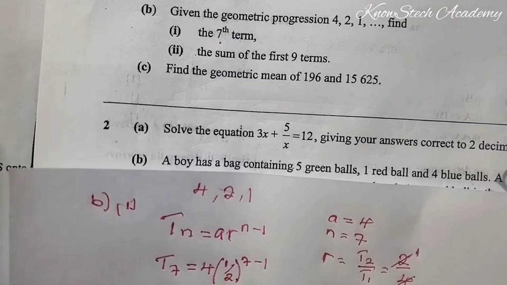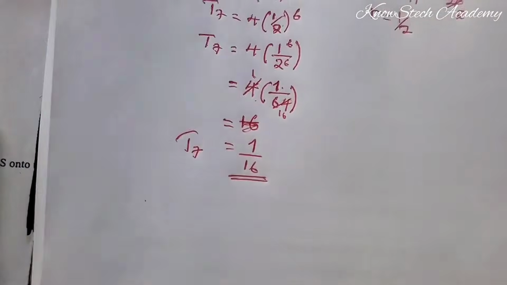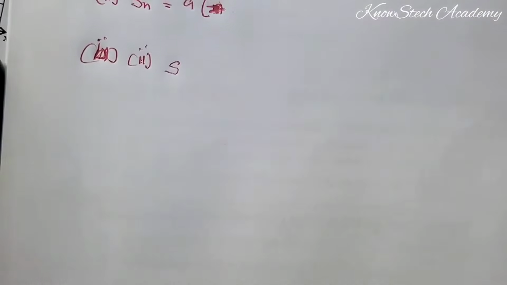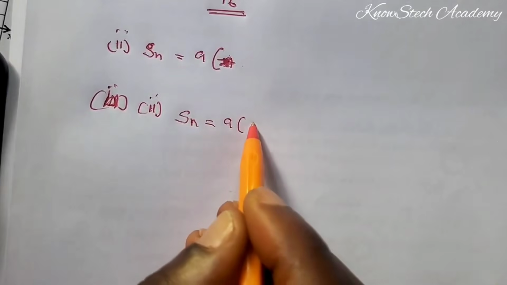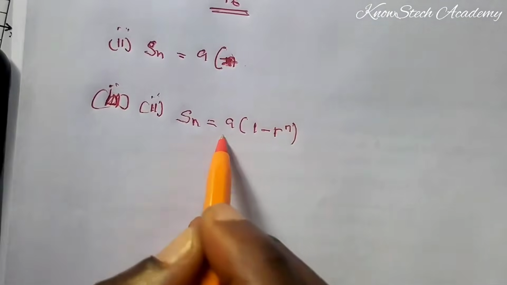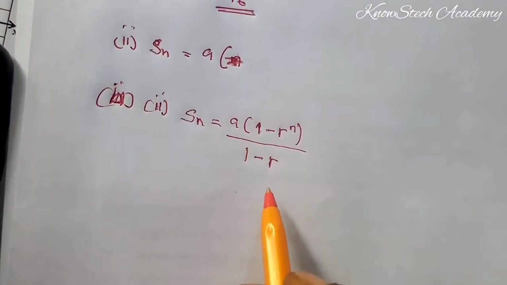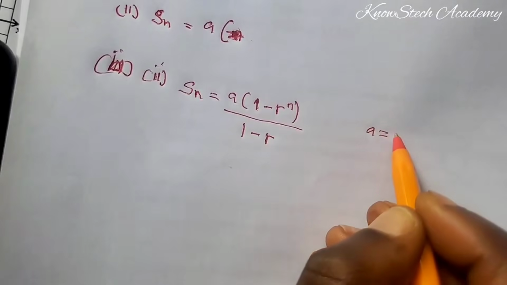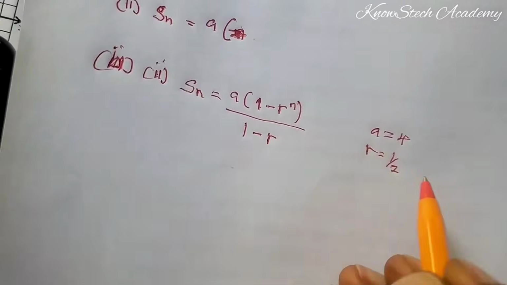We are asked to find the sum of the first 9 terms. So question B, the formula is Sn equals A, open bracket, 1 minus R to the power n, over 1 minus R. Then you ask yourself, what is the value of A? The value of A is 4. What is the value of R? The common ratio we've already found: half, 1 over 2.